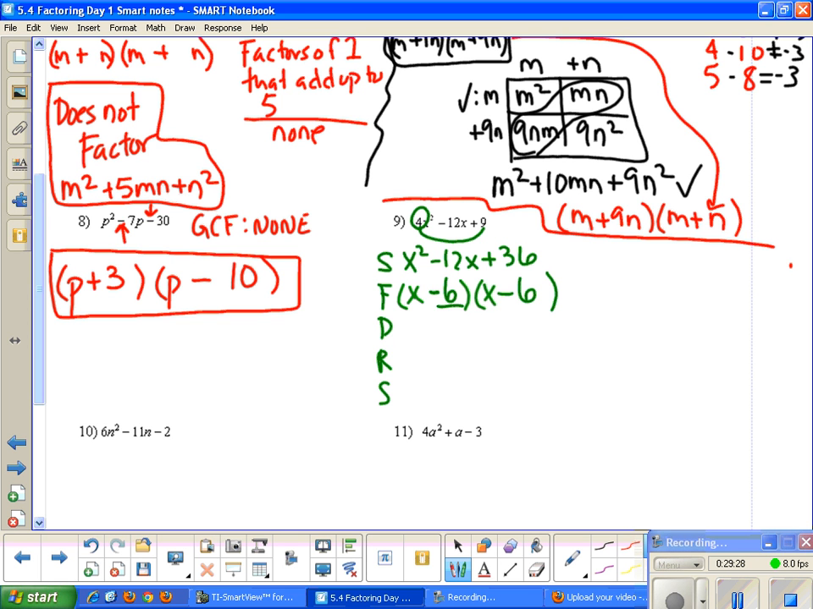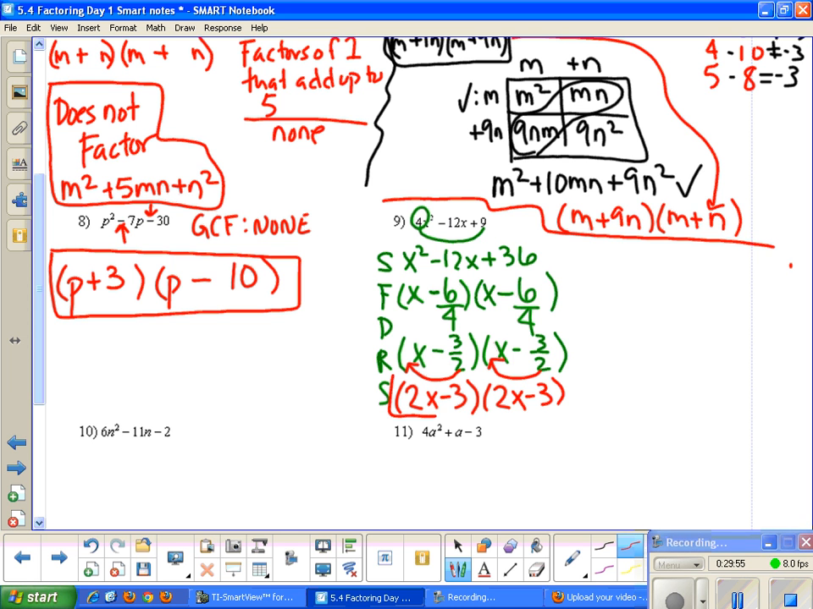So now that I have my factors, D stands for divide by the number we slid by. We slid with 4, so I divide each of these numbers by that number. R stands for reduce those fractions that we just wrote. So x minus 3 over 2 and x minus 3 over 2. And S stands for, if you're left with something in your denominator, like the 2's, you're going to swing those numbers in front and put them in front of the variable. So this would be 2x minus 3 and 2x minus 3. And this right here would be my factored form.